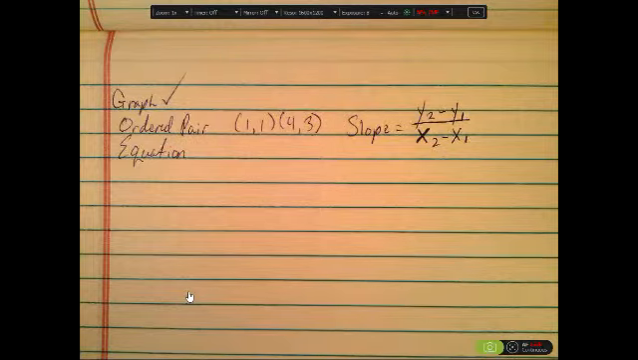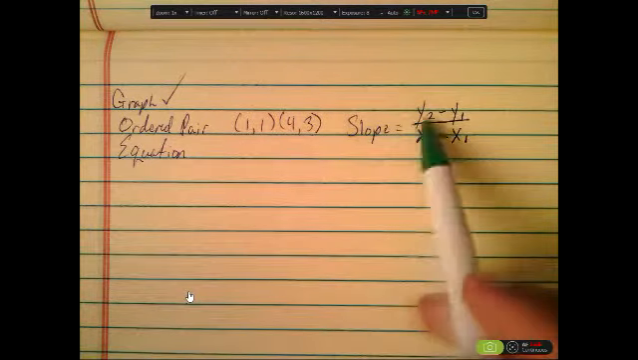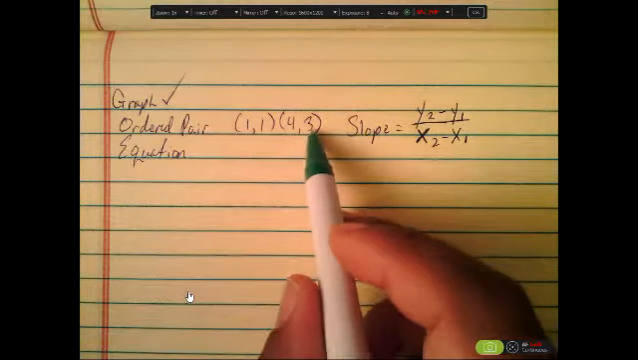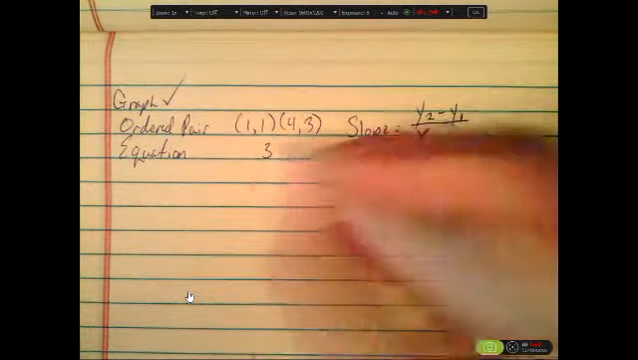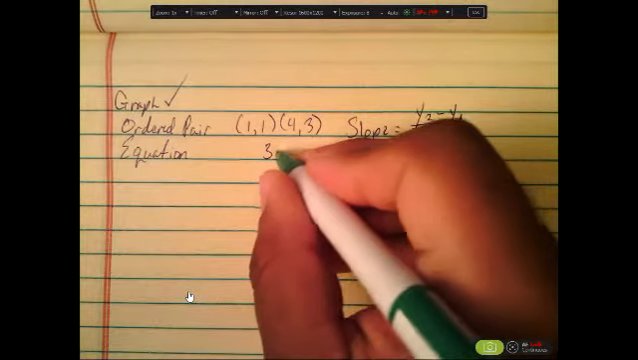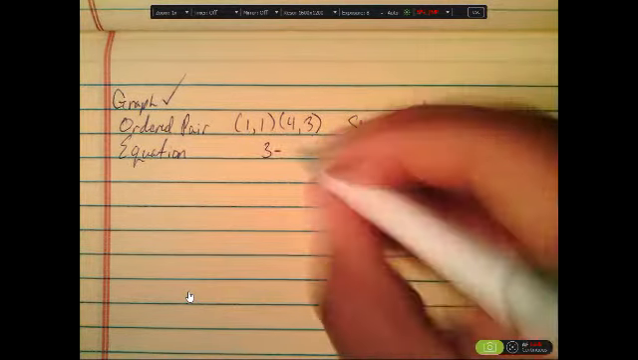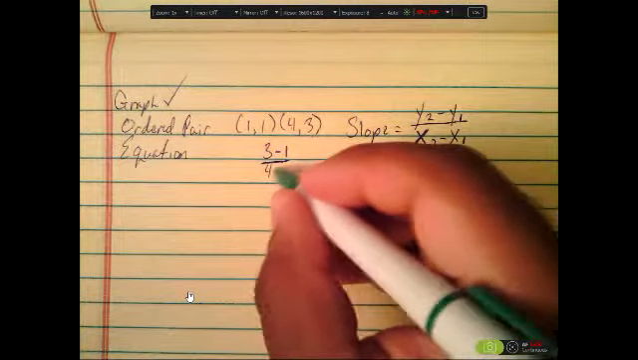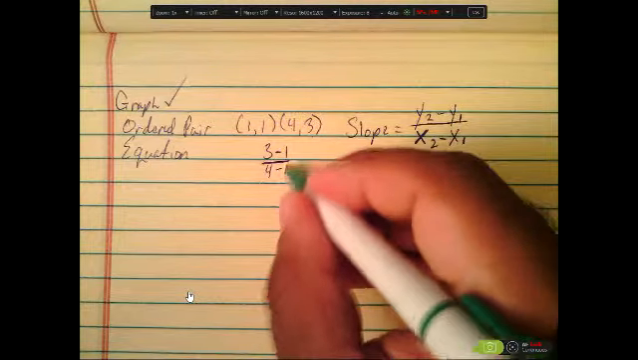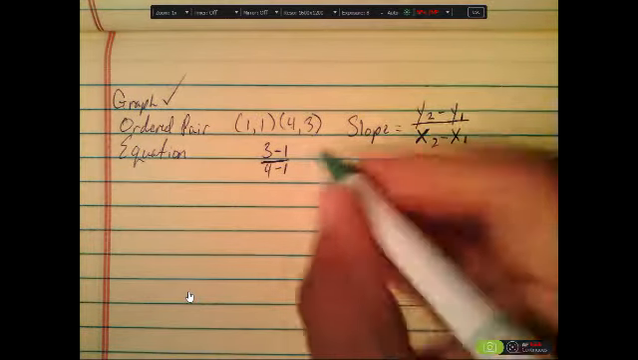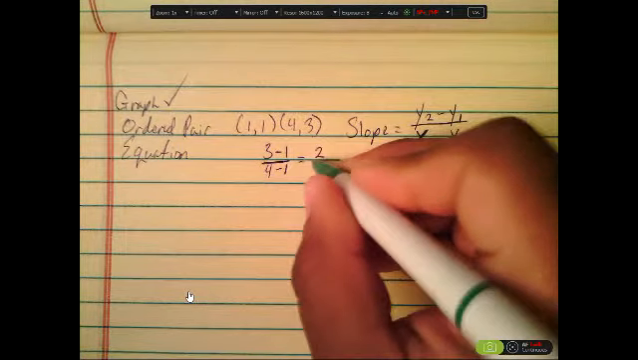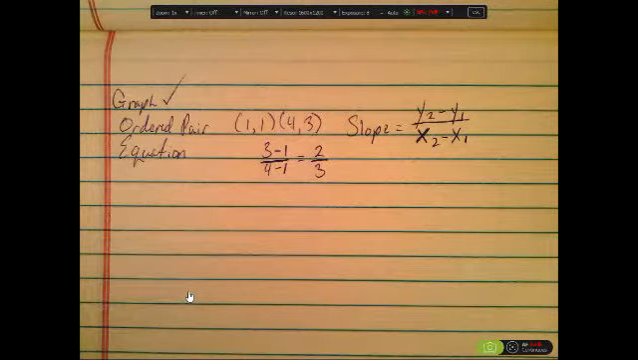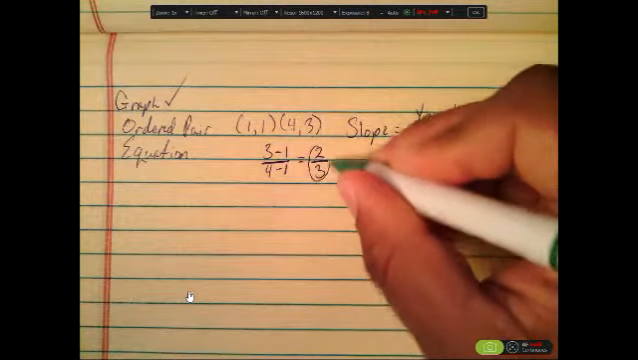Okay? And we're just going to substitute our numbers into that formula. So let's go ahead and do it. What's our second y value? It's 3. So we're going to say 3 minus 1 all over 4 minus 1. Fair enough? And what's 3 minus 1? You got it. 2. And then 4 minus 1 is going to be 3. All right, so your slope is 2 over 3.